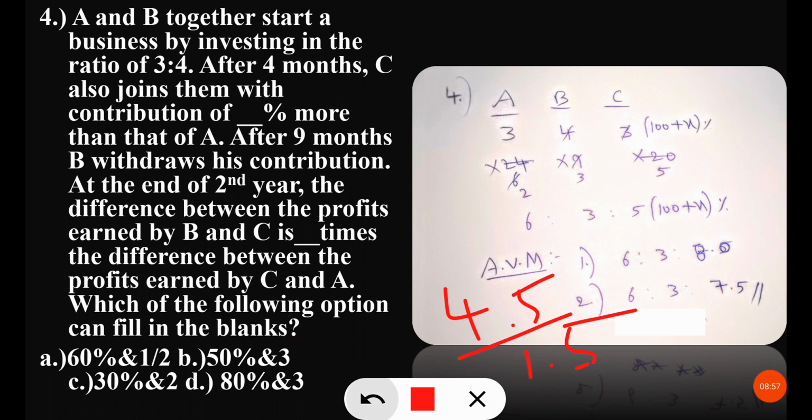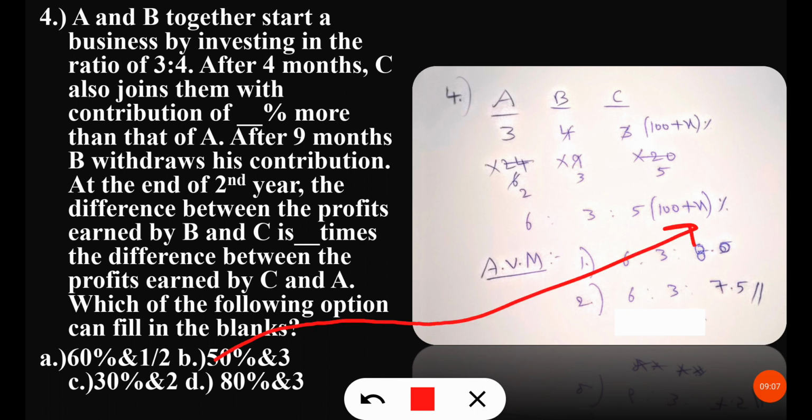I hope you understood the logic. If we substitute 50% over here, only then the conditions get satisfied.